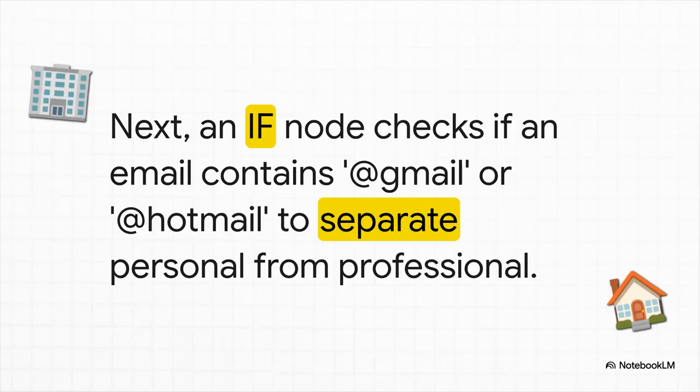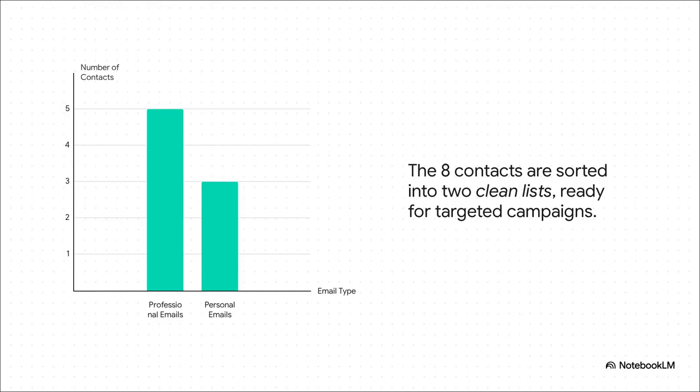And now we make the workflow smart. We're going to add an IF node, that's our conditional split, to look at each of those remaining emails. The node will ask a simple question for each one. Does this email end in @Gmail or @Hotmail? This is what's going to let us separate our contacts into two totally distinct groups. And boom, here's our final result. The IF node did its job perfectly. Those 8 contacts were automatically sorted into 2 clean lists, 5 professional emails and 3 personal ones. Now we're all set for 2 different targeted campaigns, and it all came from one single automated workflow.